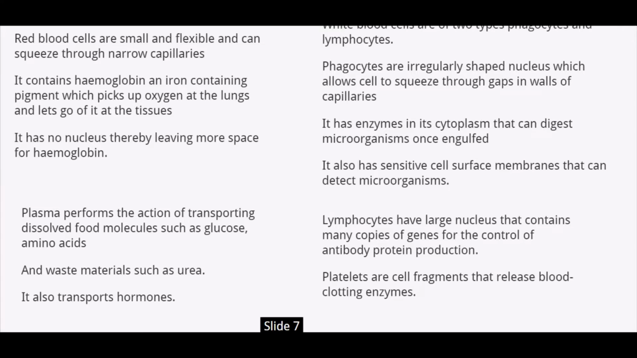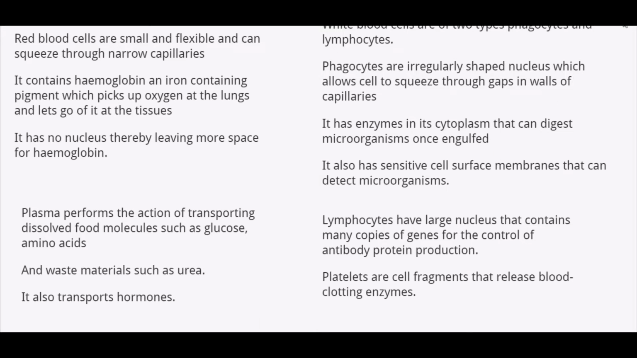Red blood cells are small and flexible and can squeeze through narrow capillaries. It contains hemoglobin, an iron containing pigment which picks up oxygen at the lungs and lets go of it at the tissues. It has no nucleus, thereby leaving more space for hemoglobin. Plasma, in its own case, performs the action of transporting dissolved food molecules such as glucose and amino acids. It also transports waste materials such as urea.